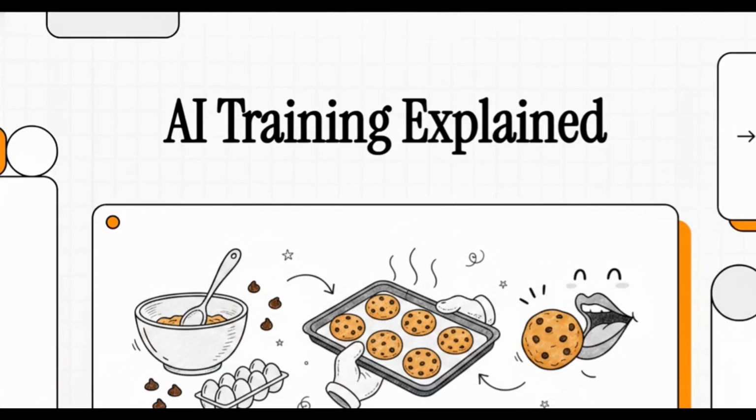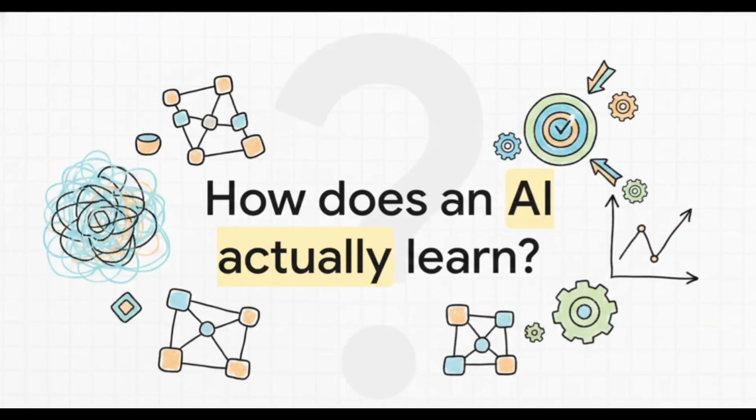Welcome to this explainer. Today, we're going to demystify AI training in exactly 4 minutes. And how are we doing that? By using a super simple, totally relatable analogy, baking the perfect chocolate chip cookie. Let's dive right in. So how does a machine actually learn?